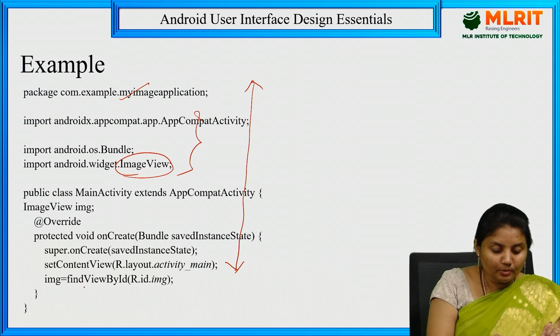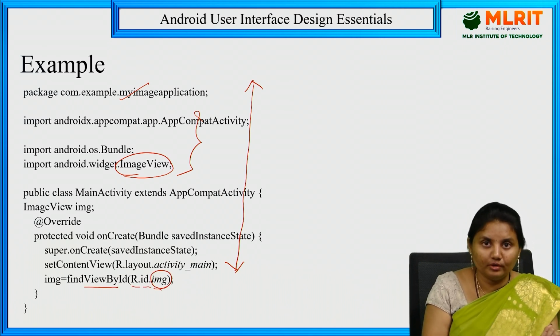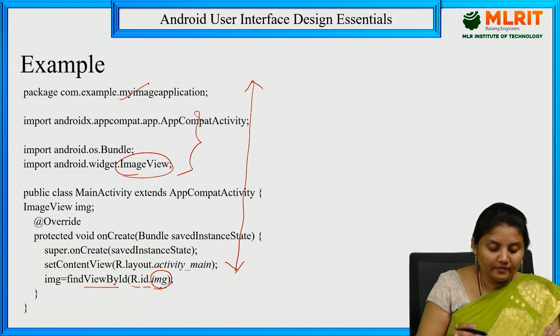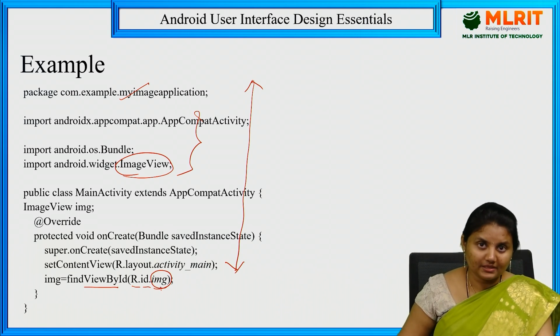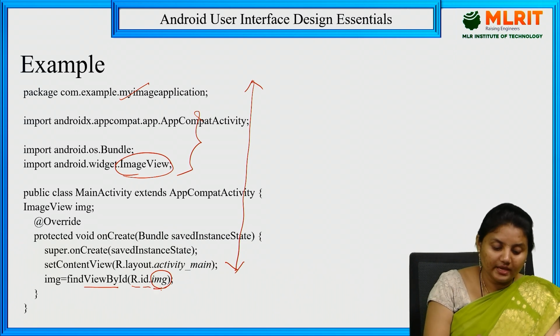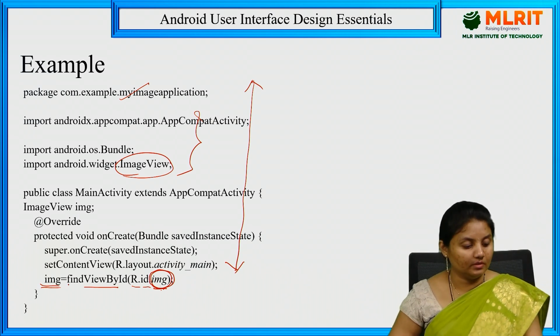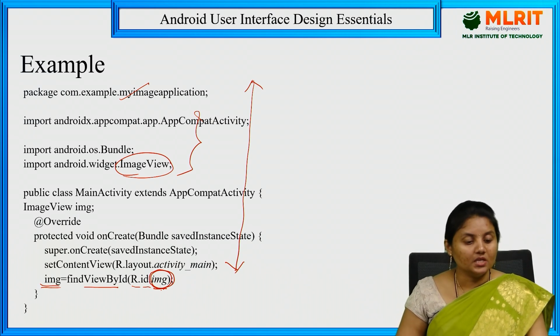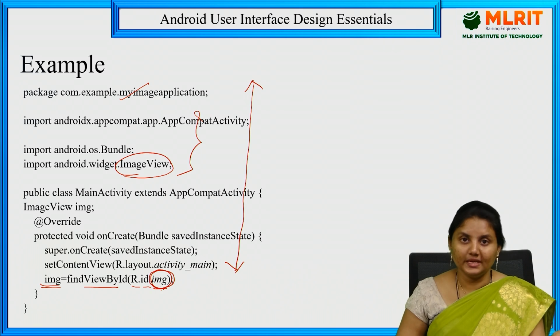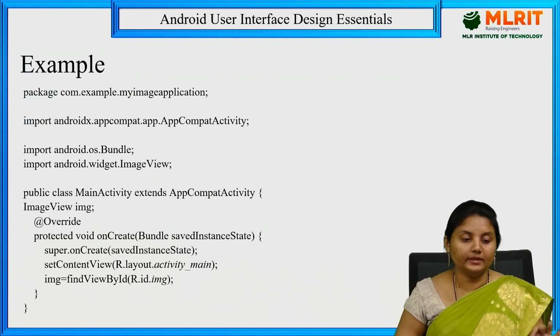Now findViewById R.id.img. img is the name of your image, wherever you have given it in your activity_main.xml. The ID of your image is img, and that you are putting into your img in the Java, okay. So in this way you can simply extract it with the help of the ID.